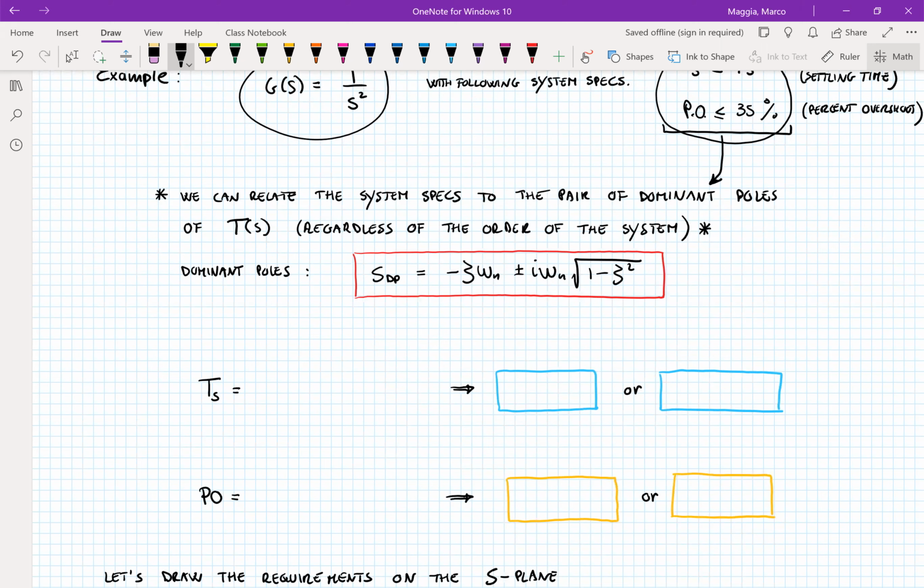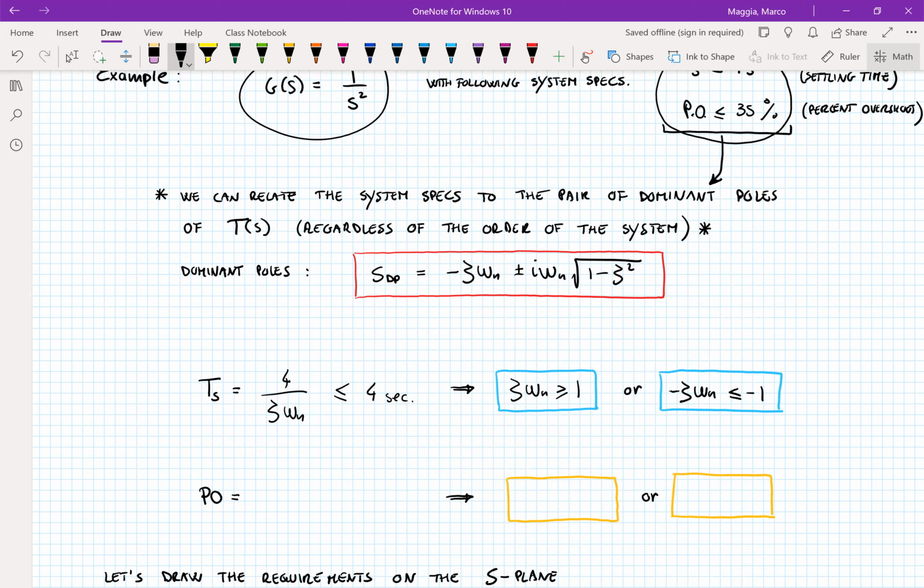Starting with the settling time, we know that given a 2% criterion, the settling time is given by 4 over zeta omega n, and this has to be less than 4 seconds. So this implies that zeta omega n has to be greater or equal to 1, or minus zeta omega n has to be less or equal to minus 1.